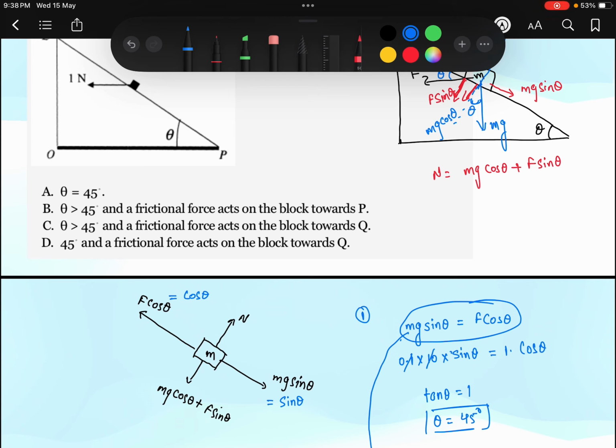So option B is incorrect here, because if theta is greater than 45 degrees the frictional force will not be acting on the block towards P, it will be acting towards Q. So option C is correct and our option A is correct. And at theta equal to 45 degrees, option D is also incorrect, because at theta equal to 45 degrees our block is in stationary position, so there will not be any friction. At theta equal to 45 degrees, the frictional force between them will be 0. So here two options are correct, one is A and another option is C.